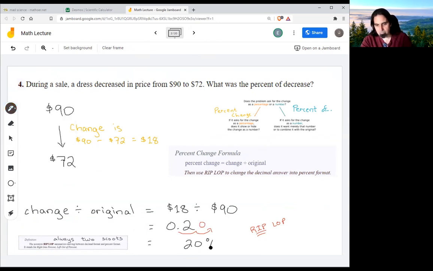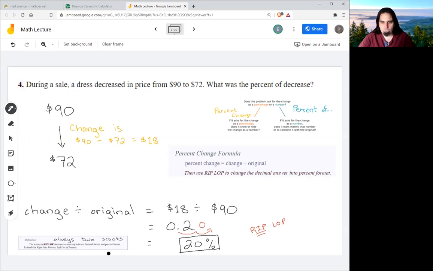Is that too close to the bottom for anyone? Are we okay?